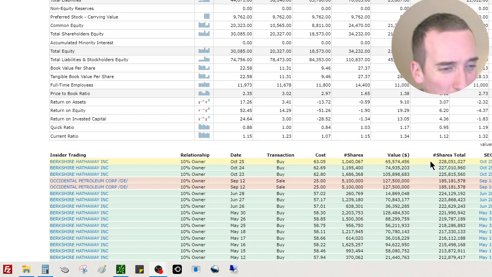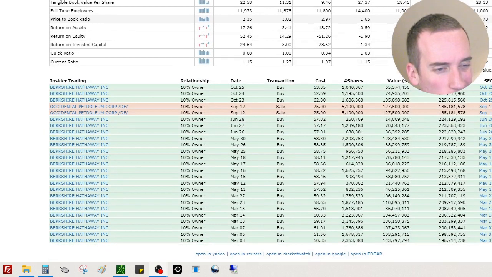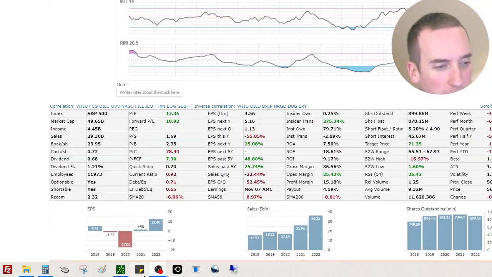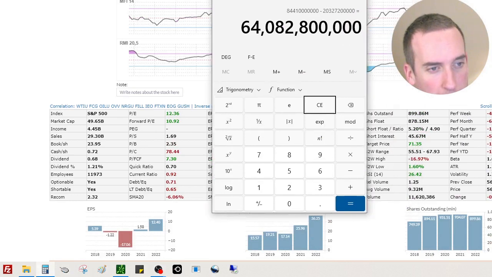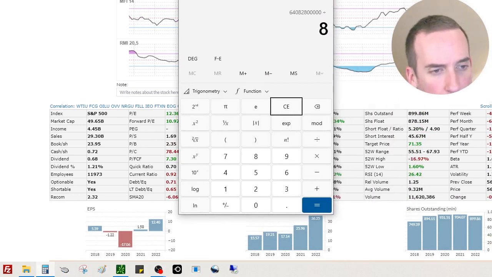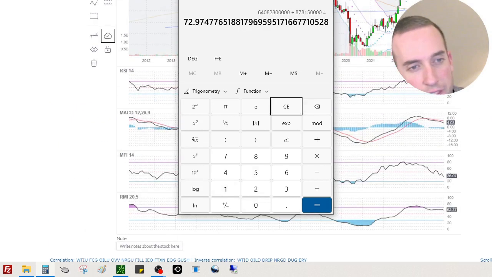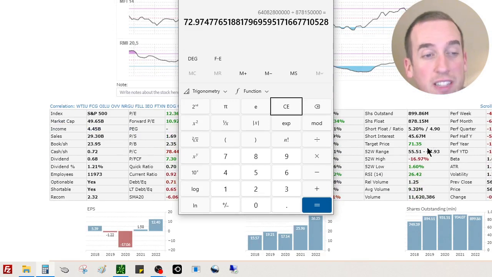Wow, Berkshire Hathaway owns a fudge ton. Wow. Okay, let's go back up here, and we're going to take this and divide it by 878,150,000. Share price of $72. This is trading at 56. Analyst price target is $71.35.